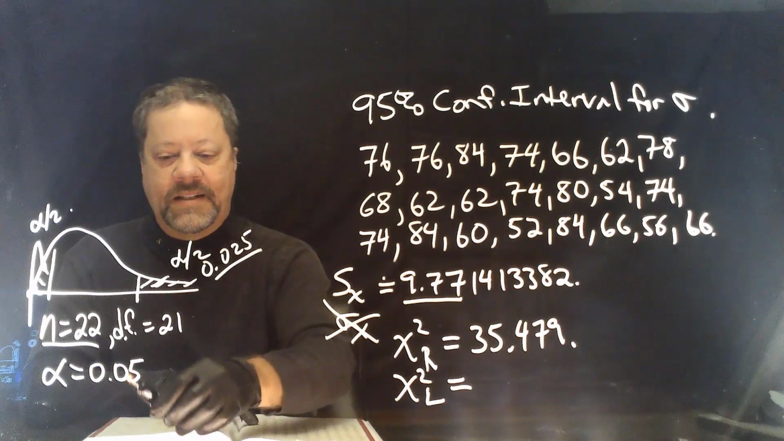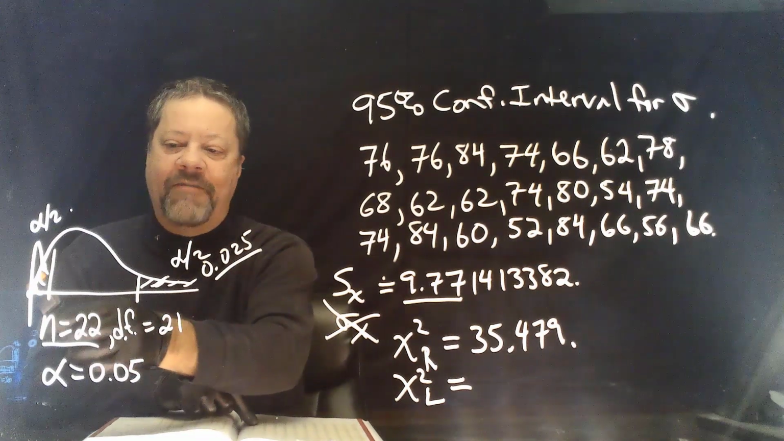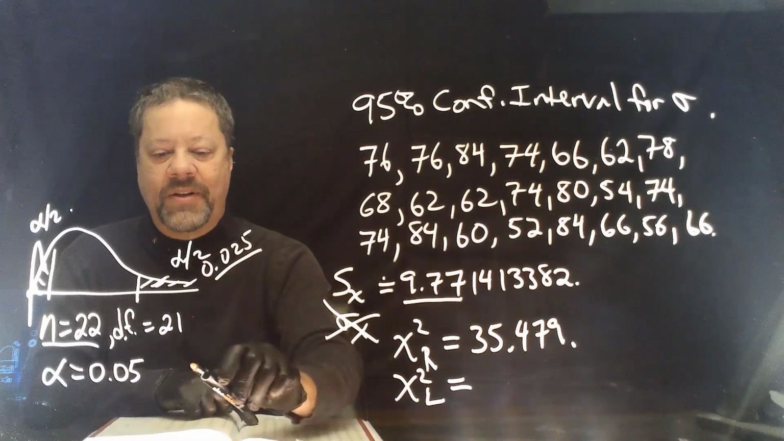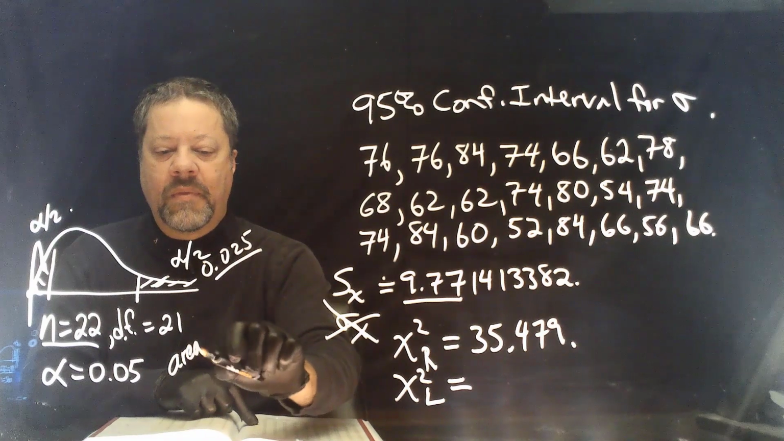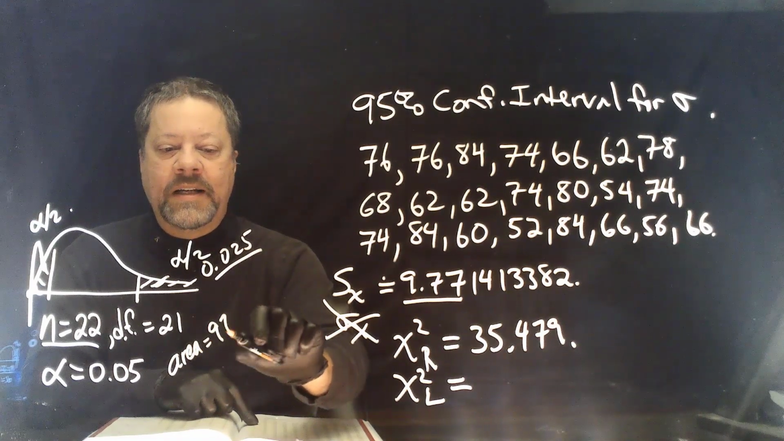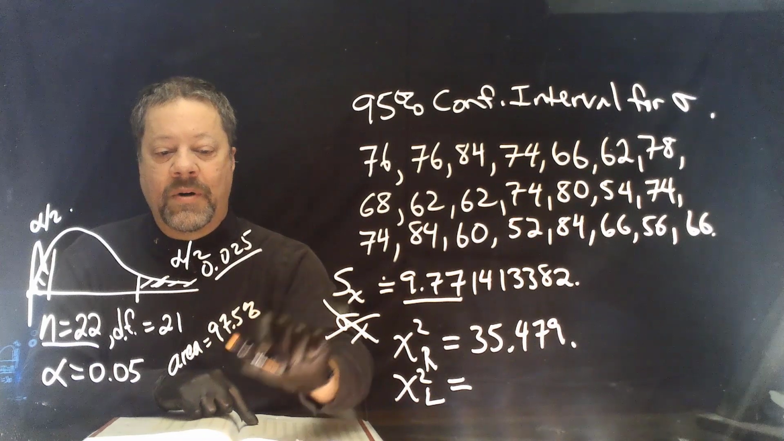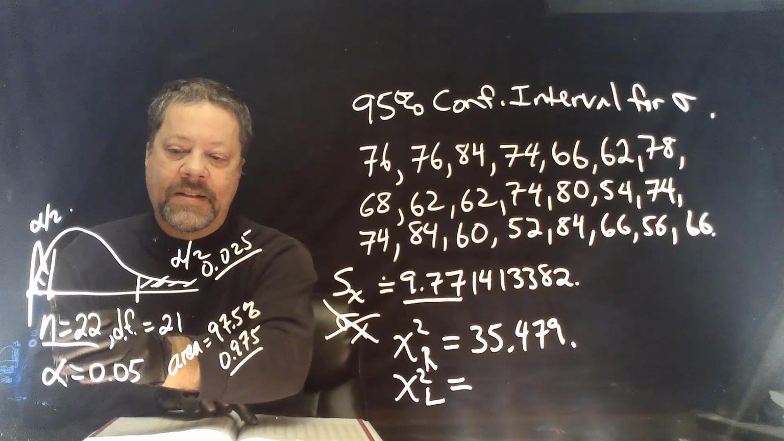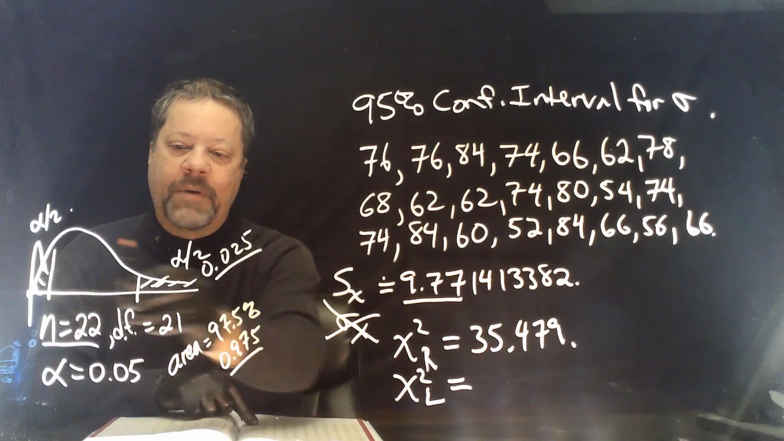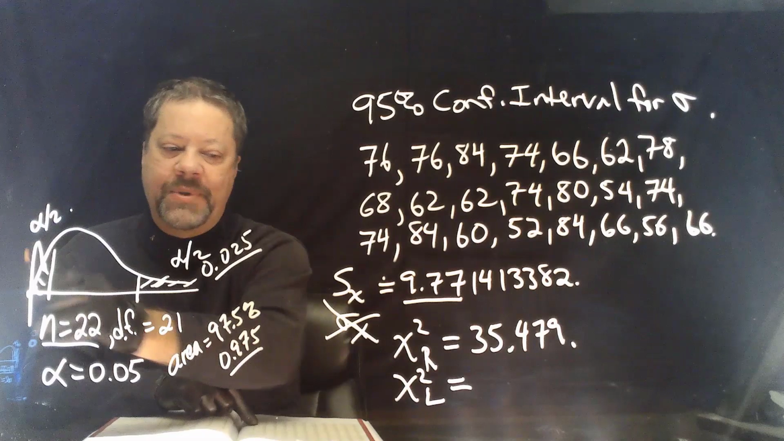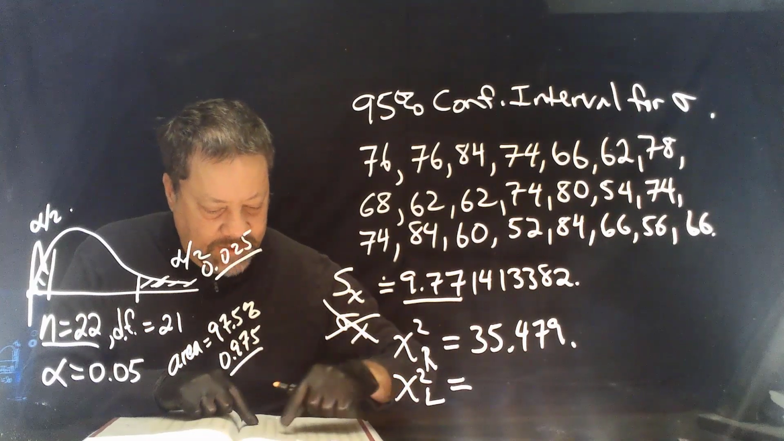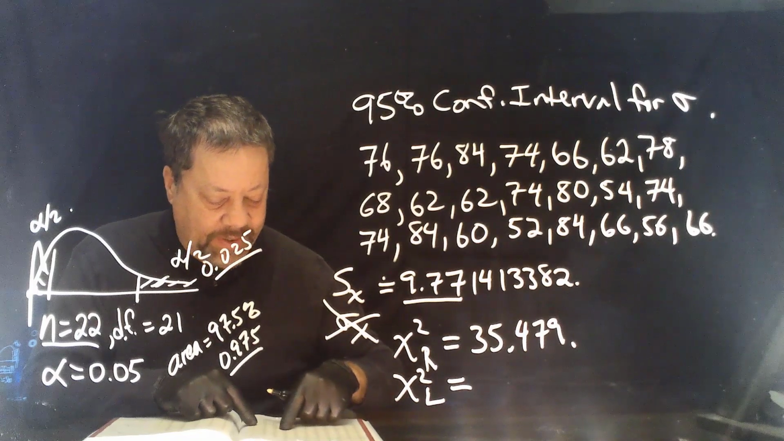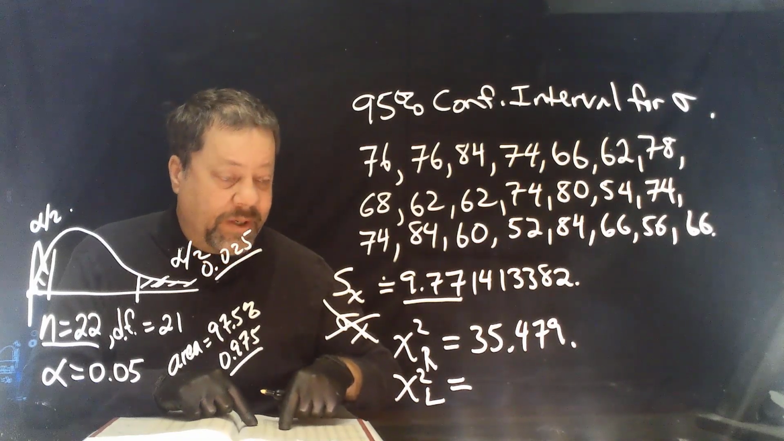To get the left chi-square, we have to leave 2.5% on the left. The table only gives right, so we have to use an area of 97.5% or 0.975 in order to figure out this left tail. We'll have 97.5% of the area here, 2.5% here. So 97.5, that's the third column with 21. We get a critical chi-squares of 10.283.